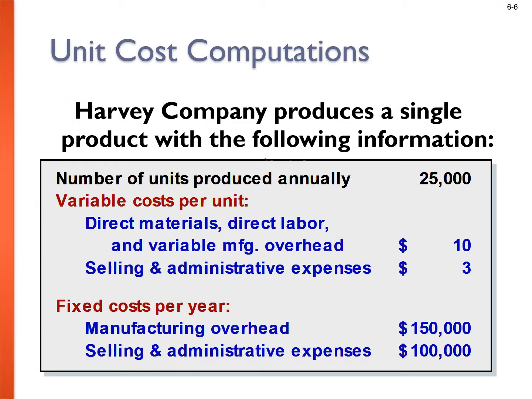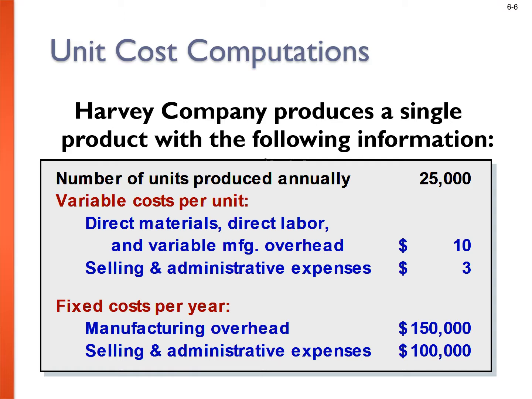So let's take a look at an example. Harvey Company produces a single product with the following information. It produces 25,000 units annually. Direct materials, direct labor, and variable manufacturing overhead, $10 per unit. Selling and administrative variable cost per unit, $3. Fixed manufacturing overhead cost per year, $150,000. Fixed selling and administrative costs, $100,000.